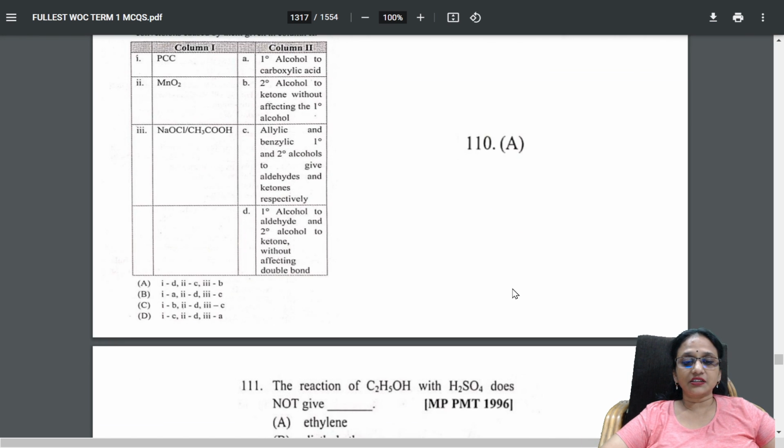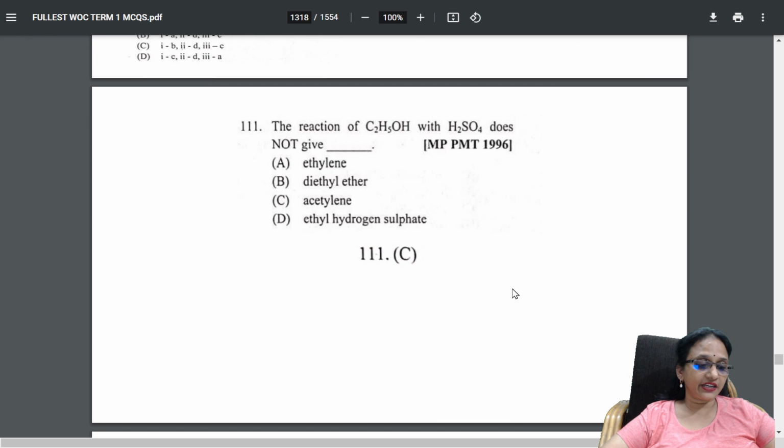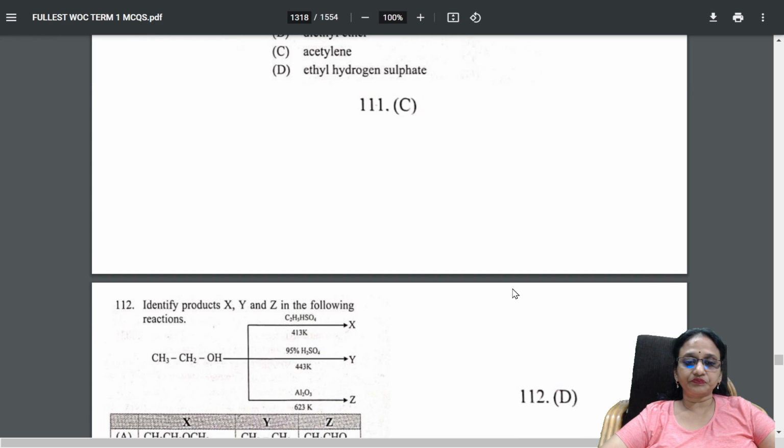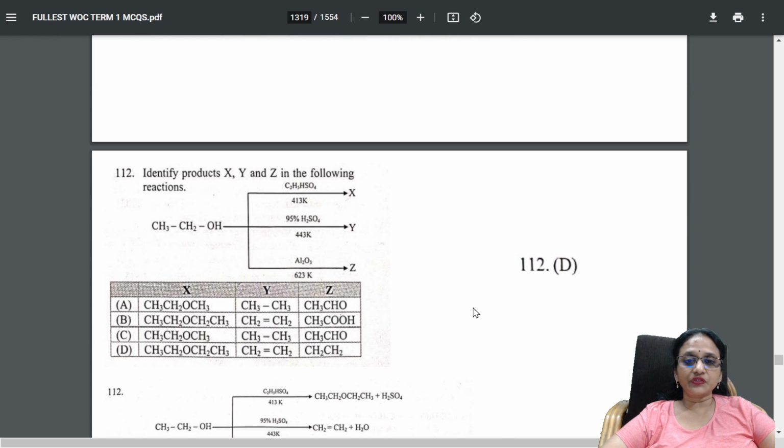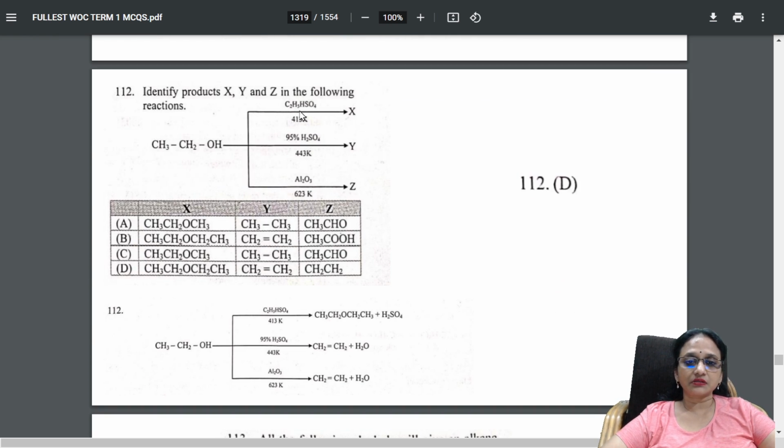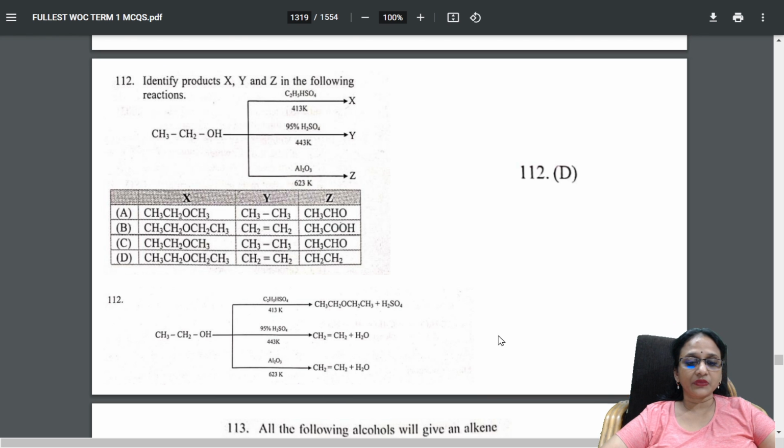Yes. Now further, let us see the dehydrating agent, sulfuric acid. Further, they have given you sulfuric acid at different temperatures. At 413 Kelvin, ether. At 443 Kelvin, you get alkene. With aluminium oxide also, you get alkene. That is the thing.